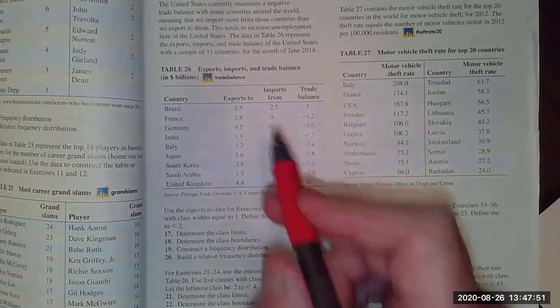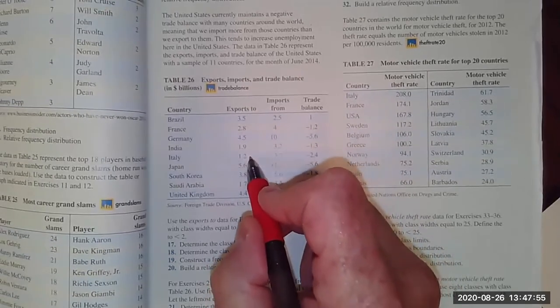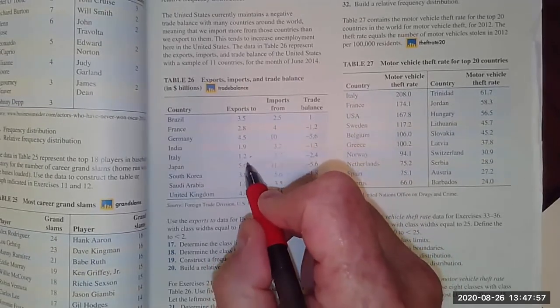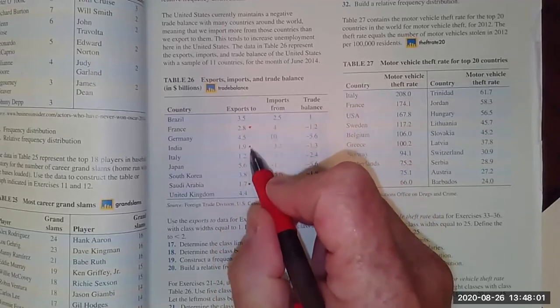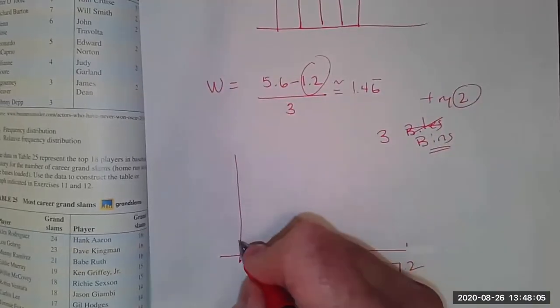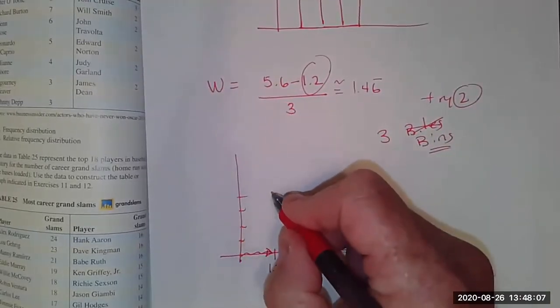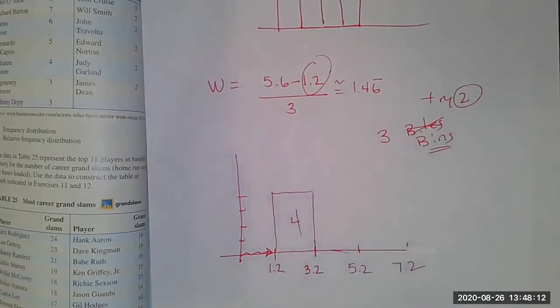Oh, okay. So how many numbers between 1.2 and 3.1? Okay, there's 1, 2, 3, 3.1, 4. I think I count 4. So then you go like this. You say, okay, there's 1, 2, 3, 4. Like here, here, here. There's 4 numbers.